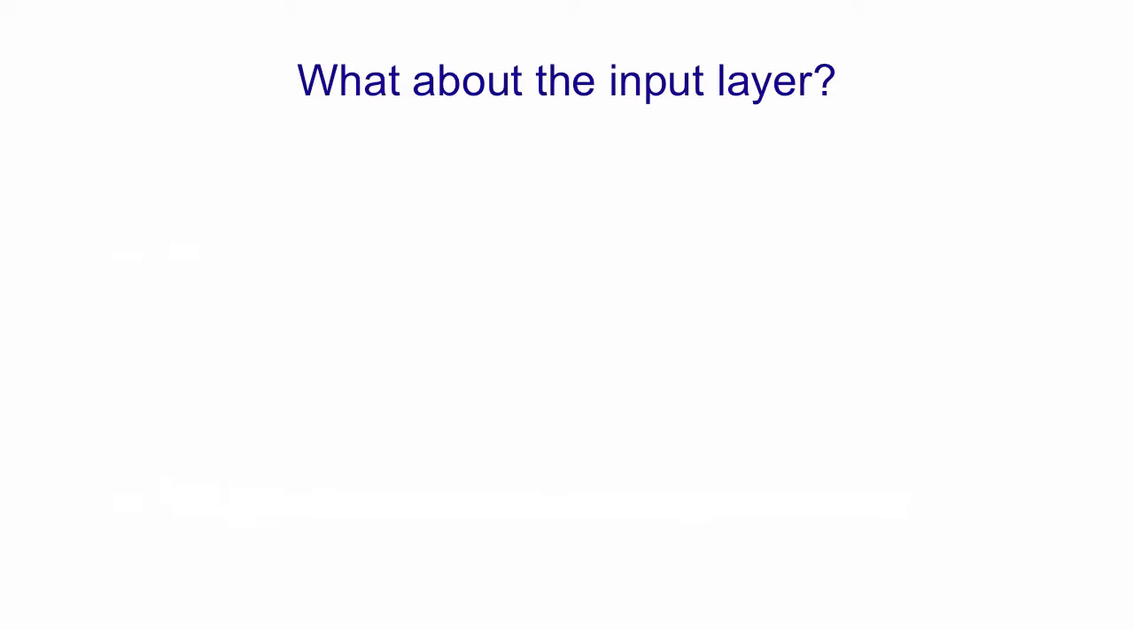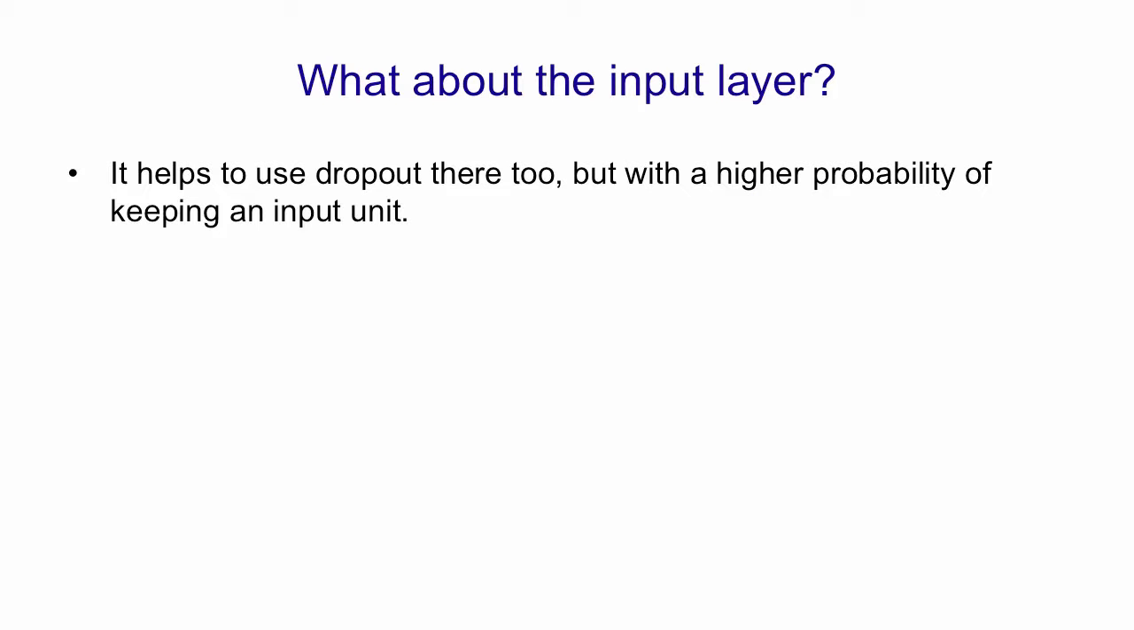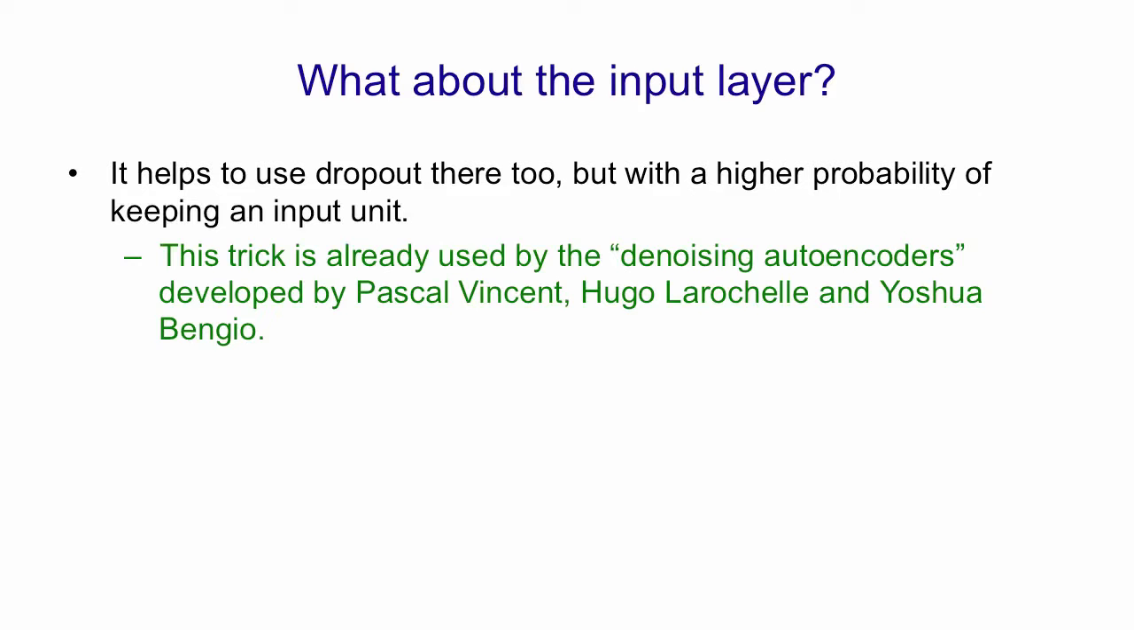What about the input layer? Well, we can use the same trick there too. We use dropout on the inputs, but we use a higher probability of keeping an input. This trick's already in use in a system called denoising autoencoders, developed by Pascal Vincent, Hugo Larochelle and Yoshua Bengio at the University of Montreal, and it works very well.